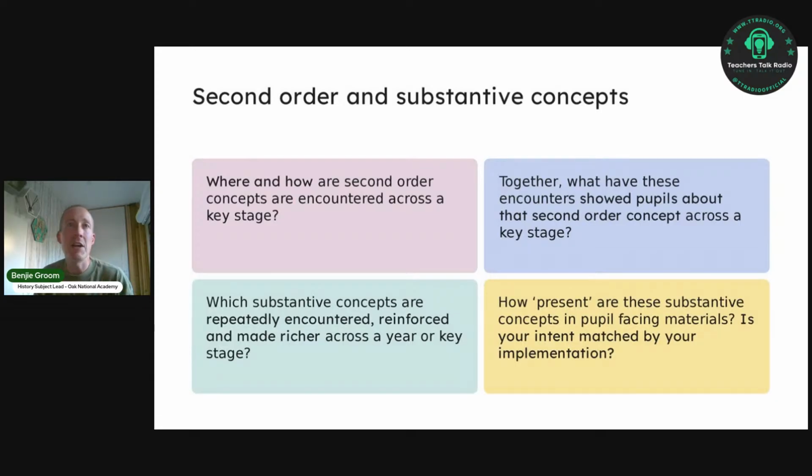If empire just comes in year 9, we've got a problem, right? Pupils will only understand empire on a one-note British Empire perspective, which is fine. They might know a lot about the British Empire, but their understanding of the substantive concept of empire is not going to be particularly rich and multi-layered. So thinking about that, and also thinking in your curriculum in terms of how it is enacted, how it's implemented in the classroom.